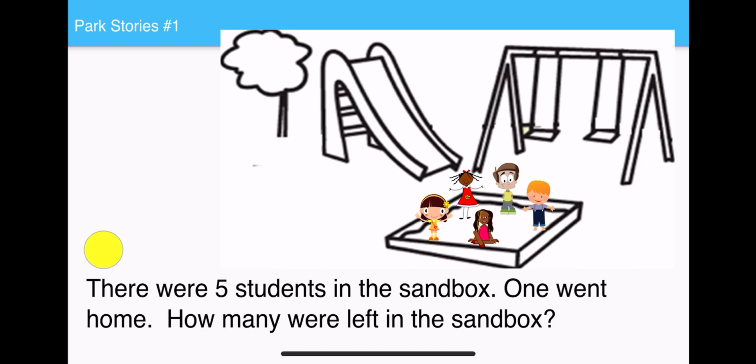Let's count out those 5 counters together. Ready? 1, 2, 3, 4, 5. So you should now have 5 counters in front of you. Next, it says, 1 went home, friends. So that means we need to say bye to one of our counters. So I want you to count 1 counter, and I'm going to put an X through it. I want you to push it to the left side. Ready? 1. Now push it to the left.